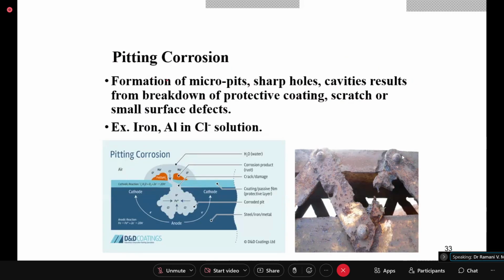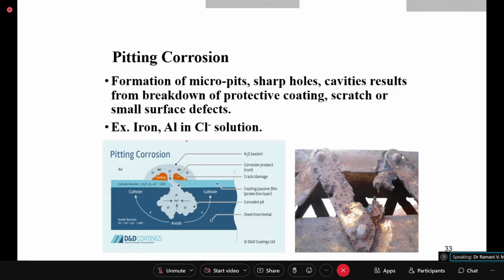Now the pitting corrosion. Now pitting corrosion is seen here. The metal is large enough, but we see that the pit goes on forming, and the whole metal at one place only is eaten away, and rest of the part is not. Because of formation of pit, the metal becomes embrittled. Okay, formation of micropits, sharp holes, cavities result from breakdown of protective coatings, scratch or small surface defects.